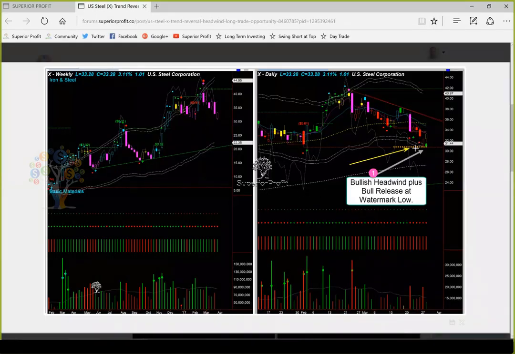At that time, it had a bullish headwind signal and also a bull release, and price was coming to the watermark low and going up. So it was a headwind signal and also a kind of bounce signal, except that there was no very high activity. So not all the requirements of the bounce signal were met, but all the requirements of the headwind long signal were met. What are the requirements again?